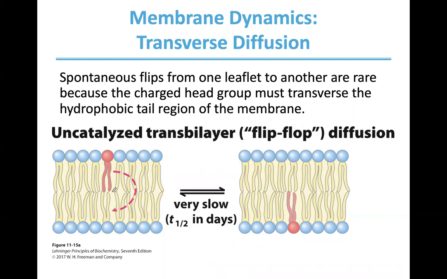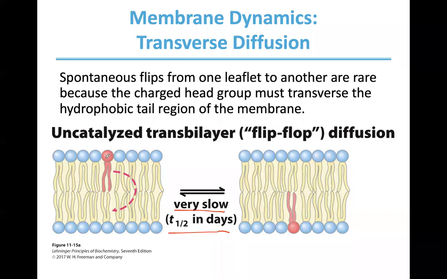And you can already see this is very slow, right? If we just talked about 1 second of circumnavigation in E. coli for lateral diffusion, for transverse diffusion it's very slow. Why do you think that is? Why is transverse diffusion so slow compared with lateral diffusion? The polar head has to travel through the hydrophobic region, so it's really unfavorable. Yep, makes sense. It's very logical, right?